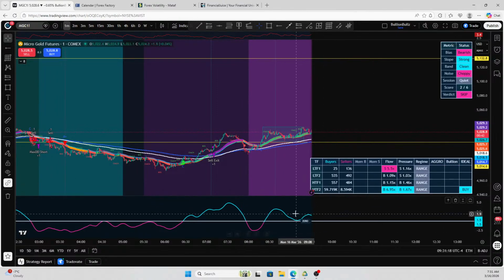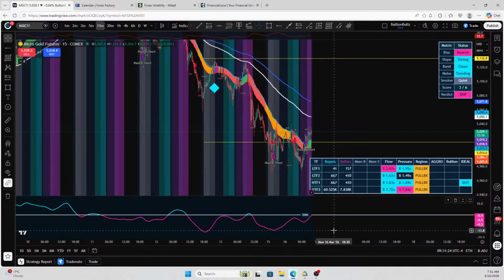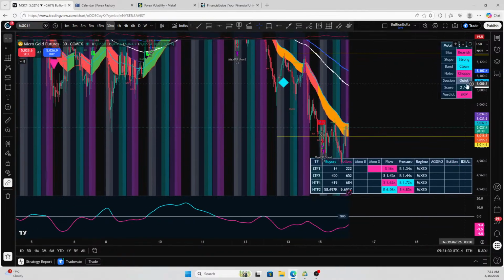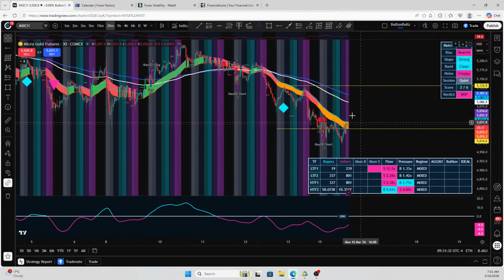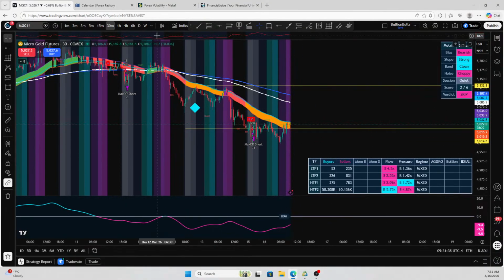So on 1 minute, the oscillator is bullish. On 5 minute, we are bullish as well. On 15 minutes, we are about to turn bullish. And on 30 minutes, we are still bearish. So we are in that downtrend, right? We're testing the band right now. Potential reversal can happen from here. So we just got to wait.